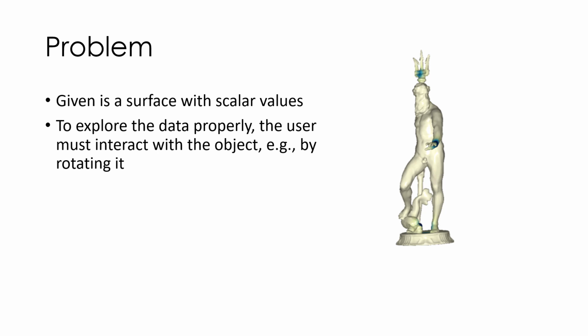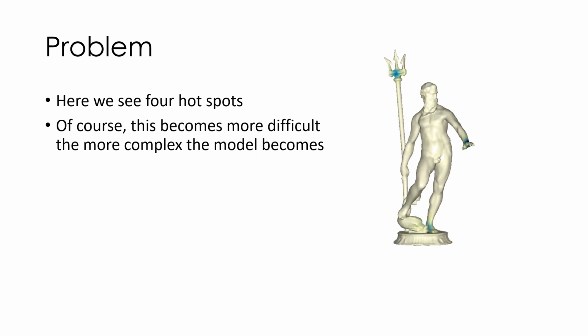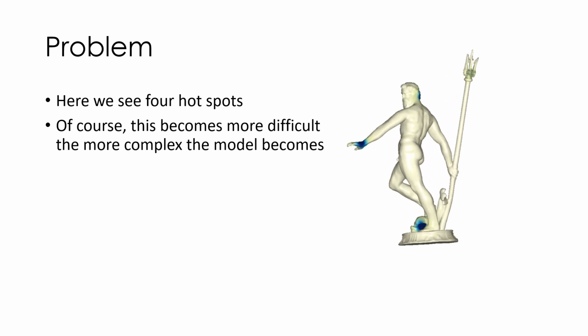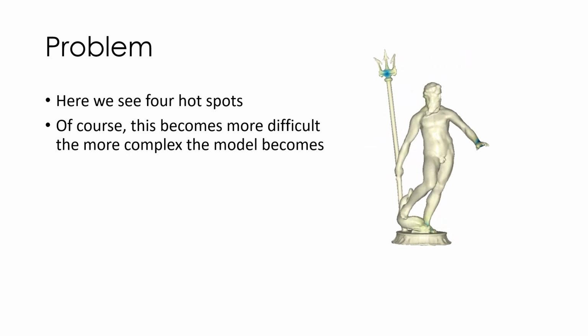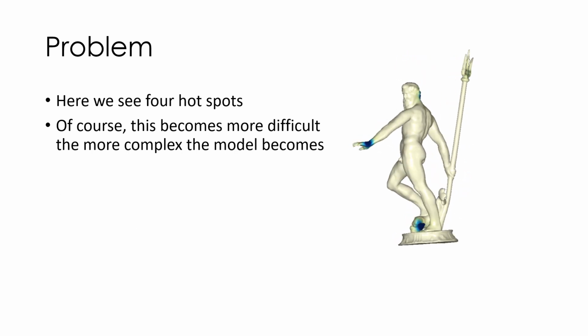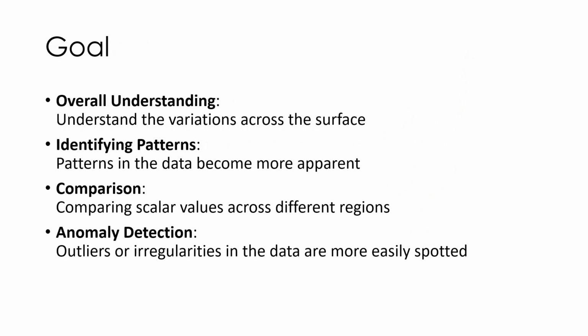interact with the object. Possible interactions are rotation, translation and scaling. On closer inspection, we discover 4 hot spots. The detection of such interesting regions naturally becomes more difficult the more complex the model becomes. The goal of our approach is to display regions of interest without occlusion, which helps the user gain an overall understanding of the data, recognize patterns, compare data and identify anomalies.